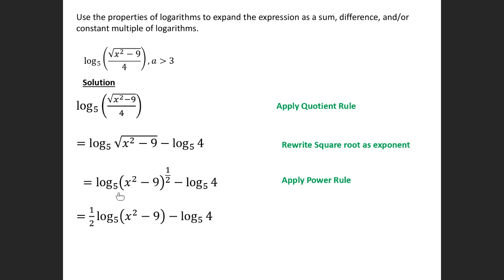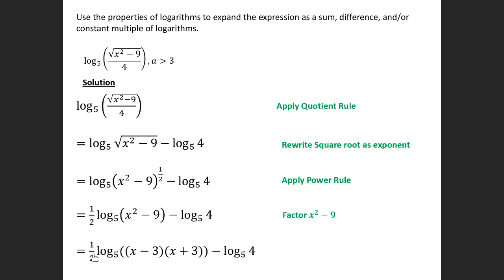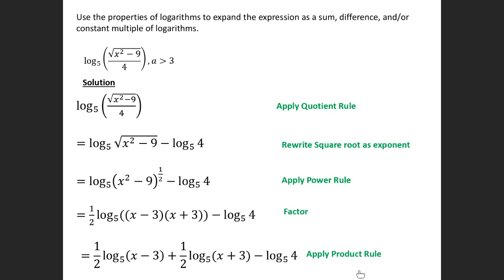And then some students might want to leave the answer like this, but you want to observe everything. So in the parentheses, you have x squared minus 9. We can factor that. That's going to come out as 1/2 log 5 of (x minus 3) times (x plus 3). So now if you notice, these two are being multiplied, and so I can separate them with addition. So if it's multiplication, we can separate with addition. So we apply the product rule.